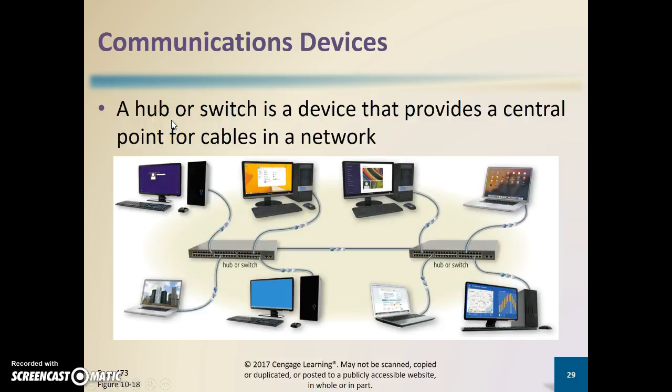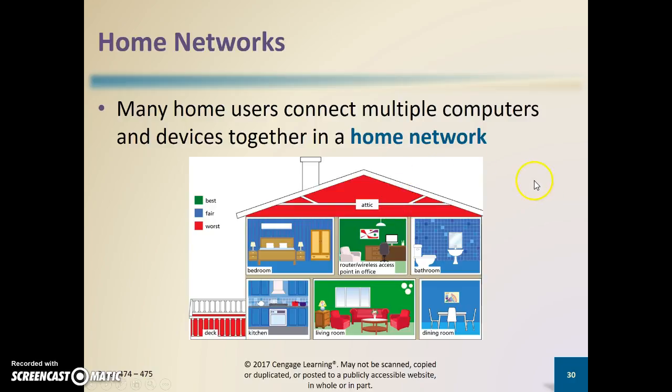More terms, a hub or a switch, so like this. You see it has many input capabilities. So it provides a central point for cables in a network. This just depicts what maybe you have at your own home, your home network, where the closer you are to the access point, the better reception you will have.